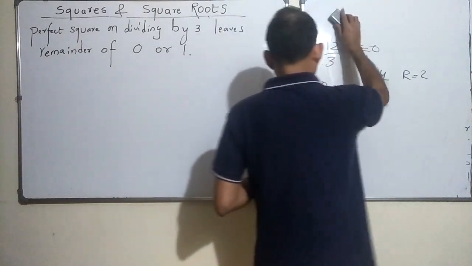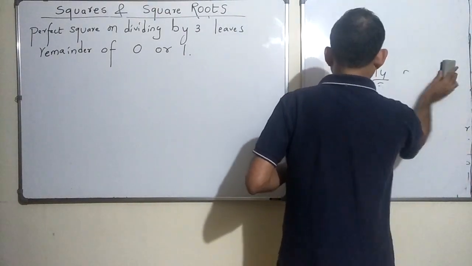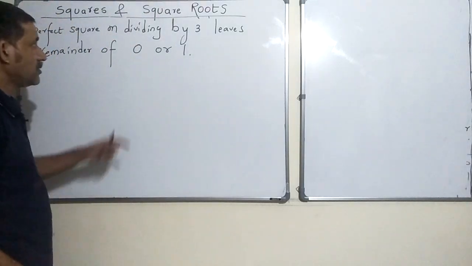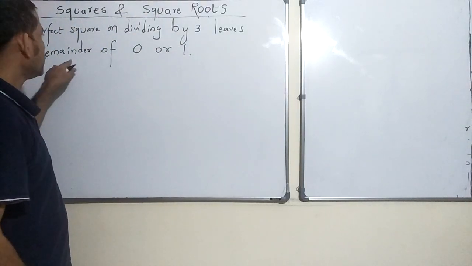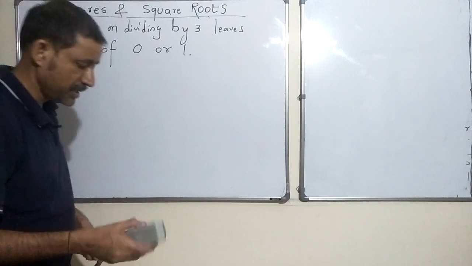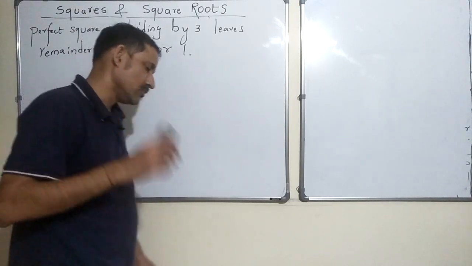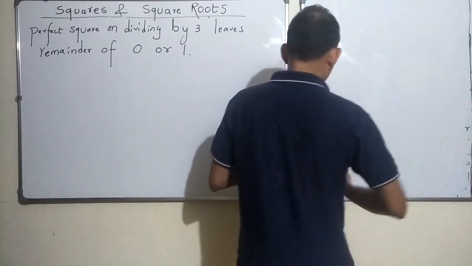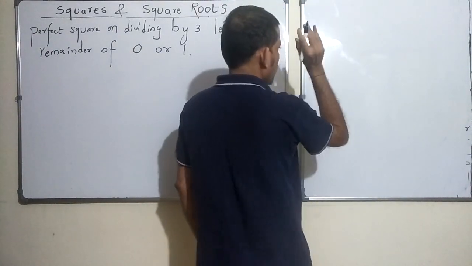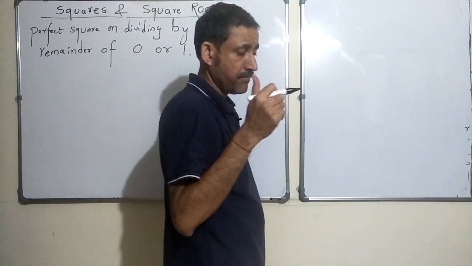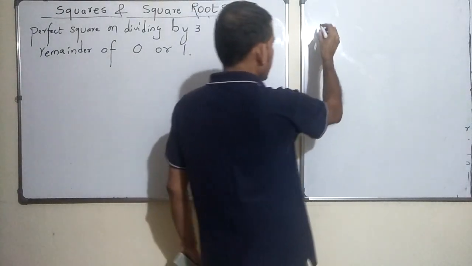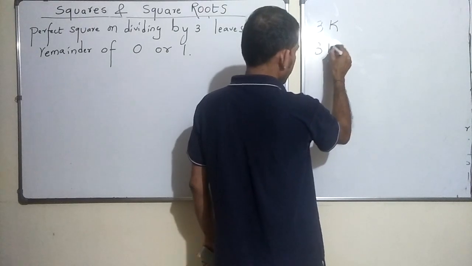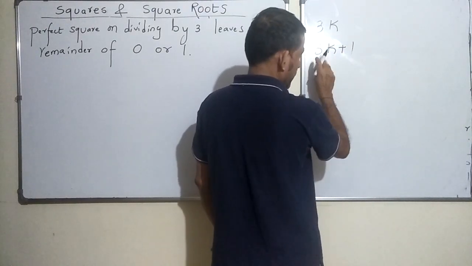Okay, typically. But what the property says is, in the case of a perfect square, when you divide it by 3, it leaves a remainder of 0 or 1, which means you will never get a remainder of 2. Why? Let's see. So if a number is divisible by 3 completely, it can be denoted as 3k. If it leaves a remainder of 1, I can see that it is of this form.